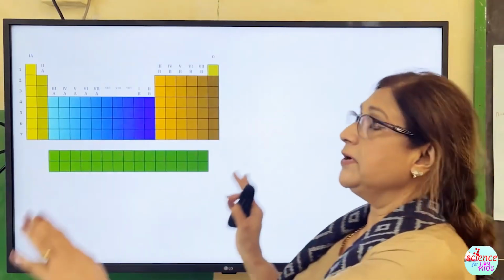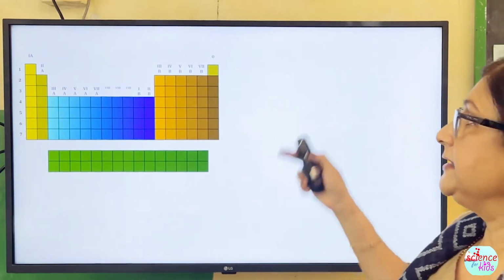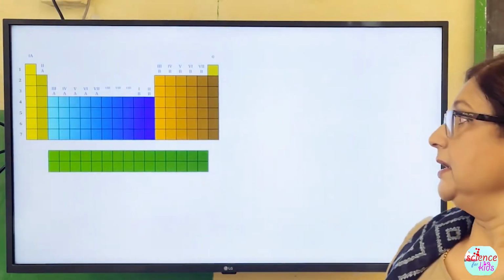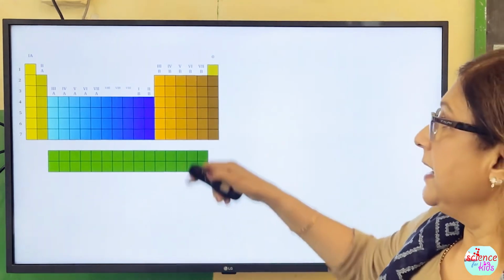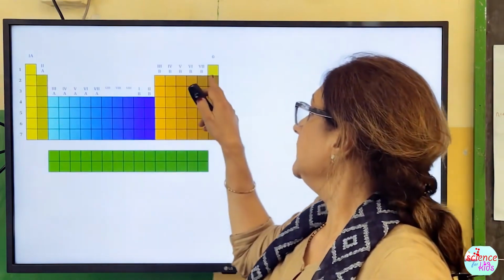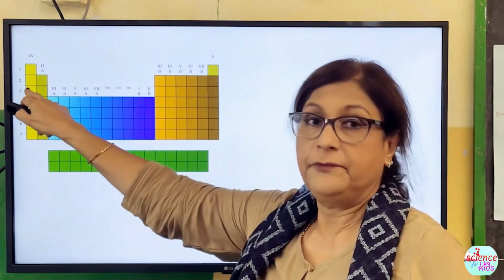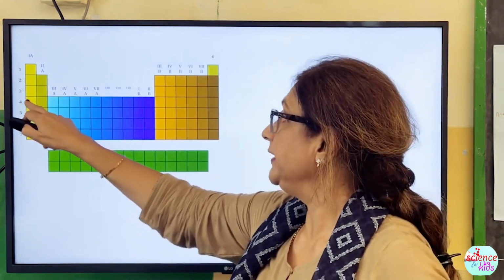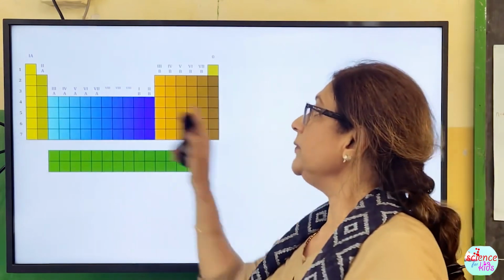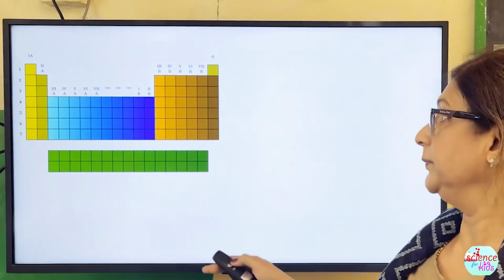So this is the modern periodic table, and as you already know, the periodic table has been divided into periods and groups. So there are 7 periods. Starting from the top, this is period 1, and remember this yellow square which you see here, that is also part of period 1, then period 2, 3, 4, 5, 6 and 7. Similarly, it has also been divided into groups. There are 18 columns, 18 groups.